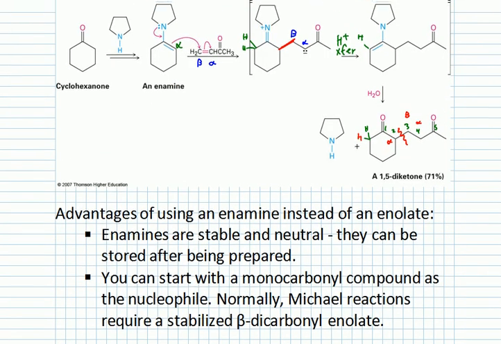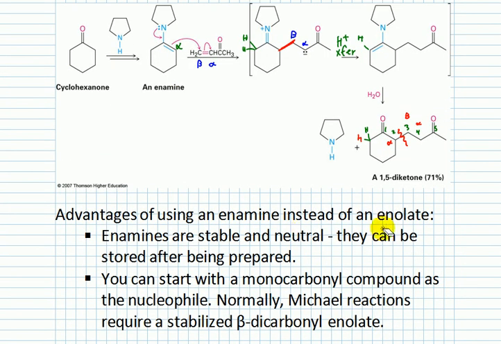So there are clear advantages to using an enamine instead of an enolate, because enamines are stable and neutral. Okay? You can prepare this enamine and you can put it in a vial and save it till tomorrow when you do the reaction, for instance. When you make an enolate, there's no turning back. It's only good for a matter of minutes, if that, and once you form the enolate, you have to react it immediately.